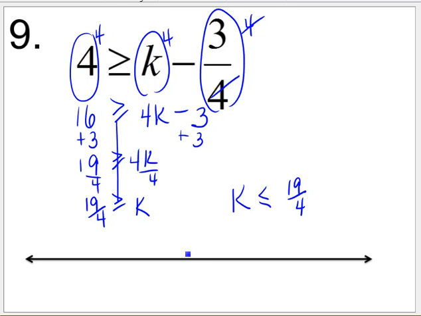19/4 is 4 and 3/4. So I'm going to place 4 on my number line, 19/4 and 5. I'm going to use a colored in dot for 19/4 and shade to the left.